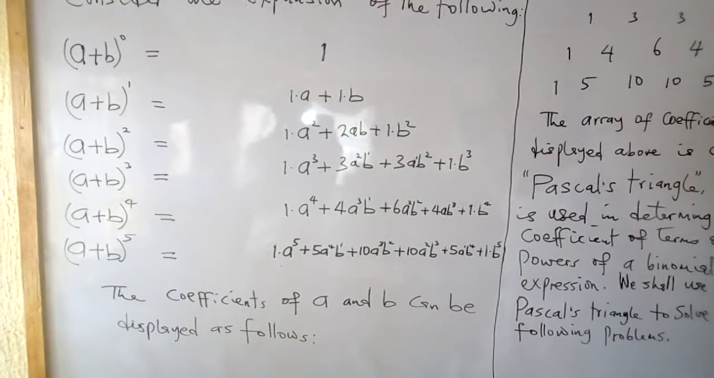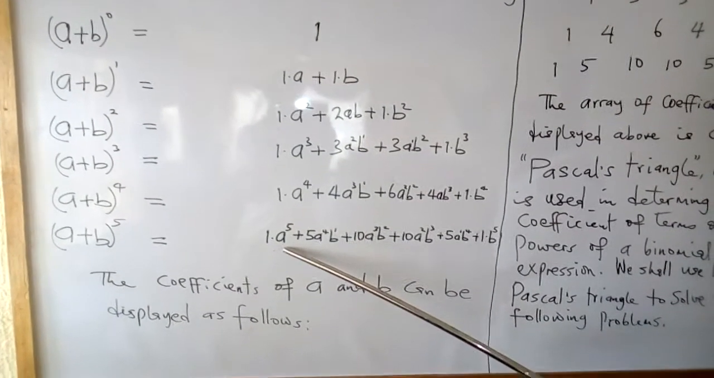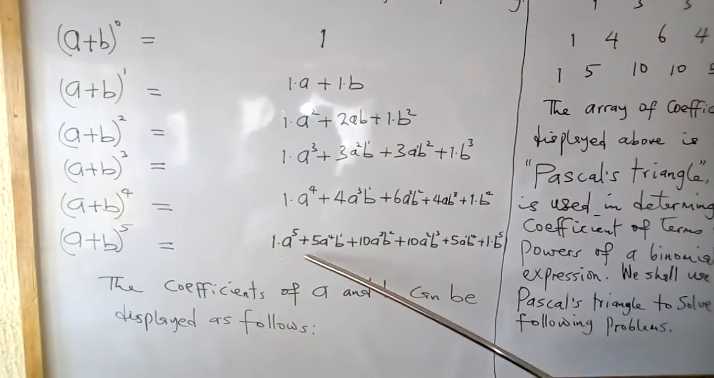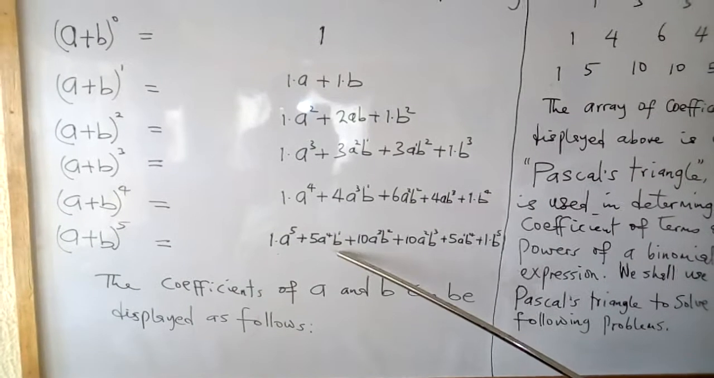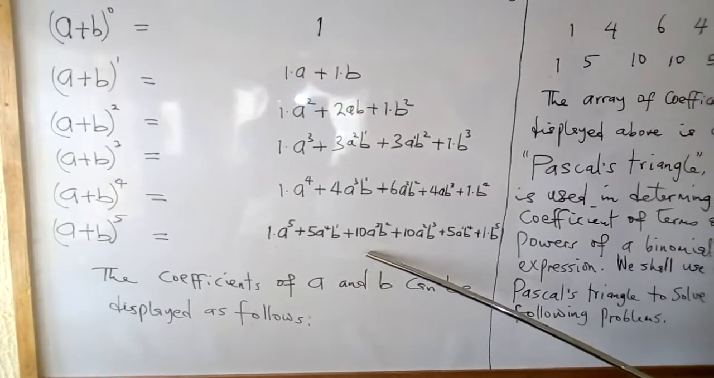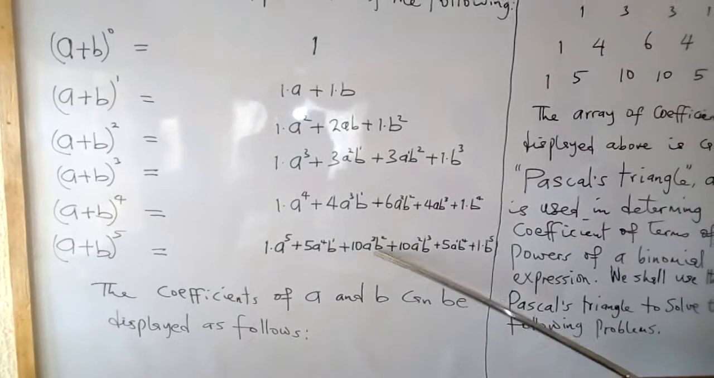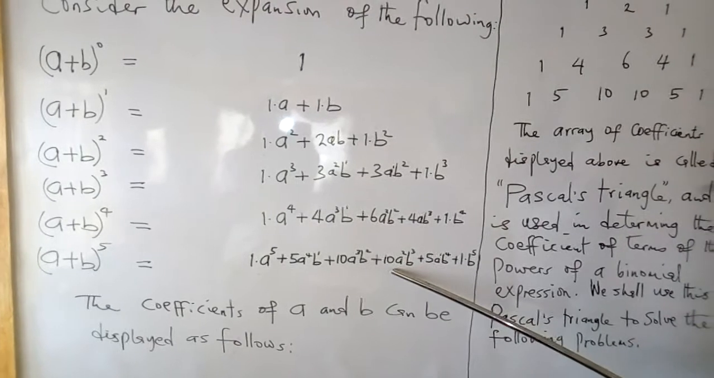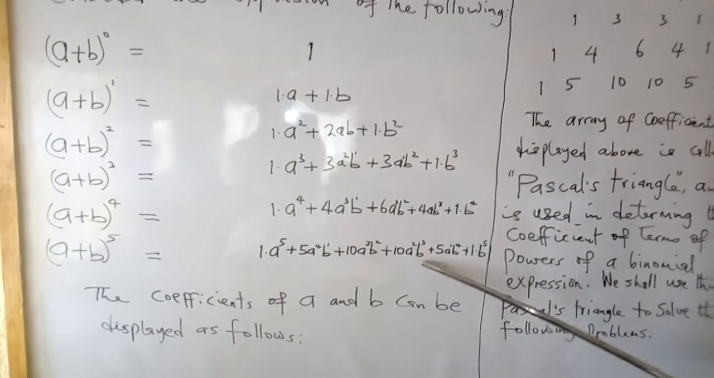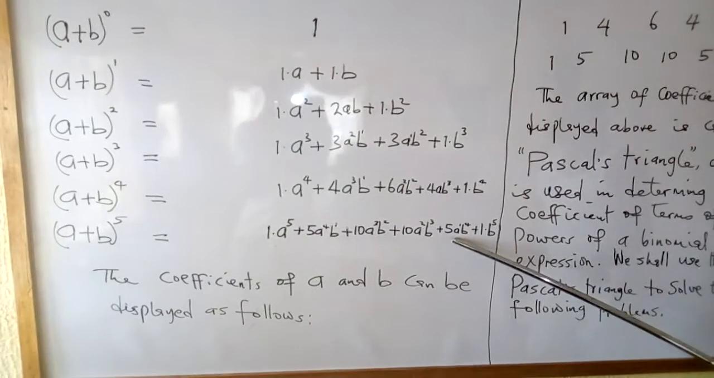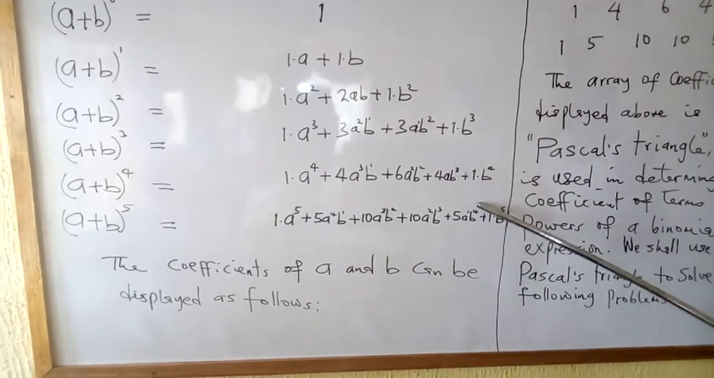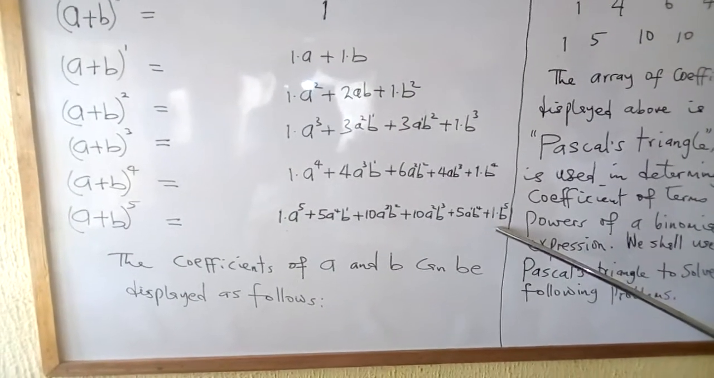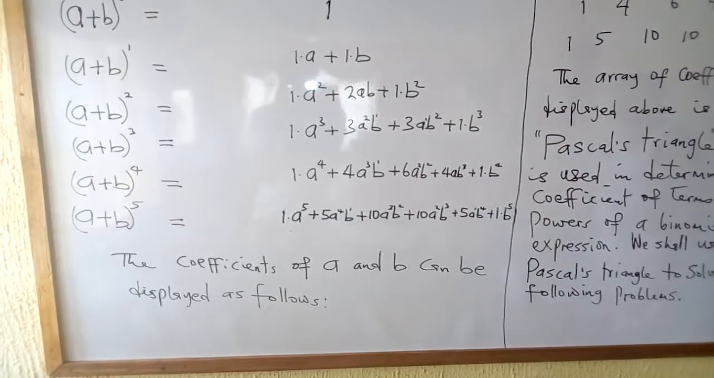Then a plus b raised to power 5. Here, a is now raised to power 5. b is increasing from 0. That's why you don't have b here. a has decreased from 5 to 4. b is increasing from 0 to 1. Here, a has decreased from 4 to 3. b is increasing from 1 to 2. Here, a is decreasing from 3 to 2. b is increasing from 2 to 3. Here, a has decreased from 2 to 1. b has increased from 3 to 4. And here, a has decreased from 1 to 0. And here, b has increased from 4 to 5.